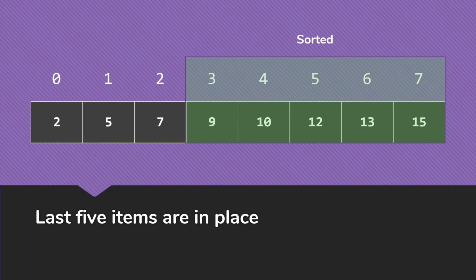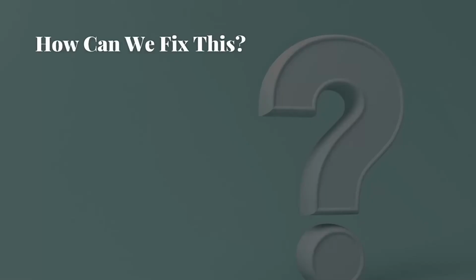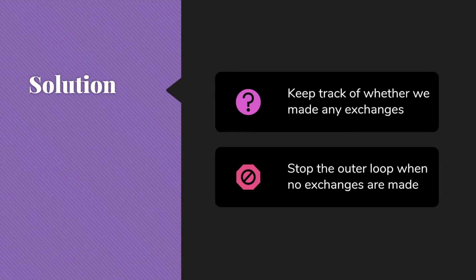Bubble Sort doesn't know that, and it's going to run 2 more passes before it says, oh, we're done, as long as we're using the naive version. So how can we fix this? How can we do a little bit better? The idea that we're going to implement is to keep track of whether we made any exchanges and stop the outer loop when no exchanges are made.